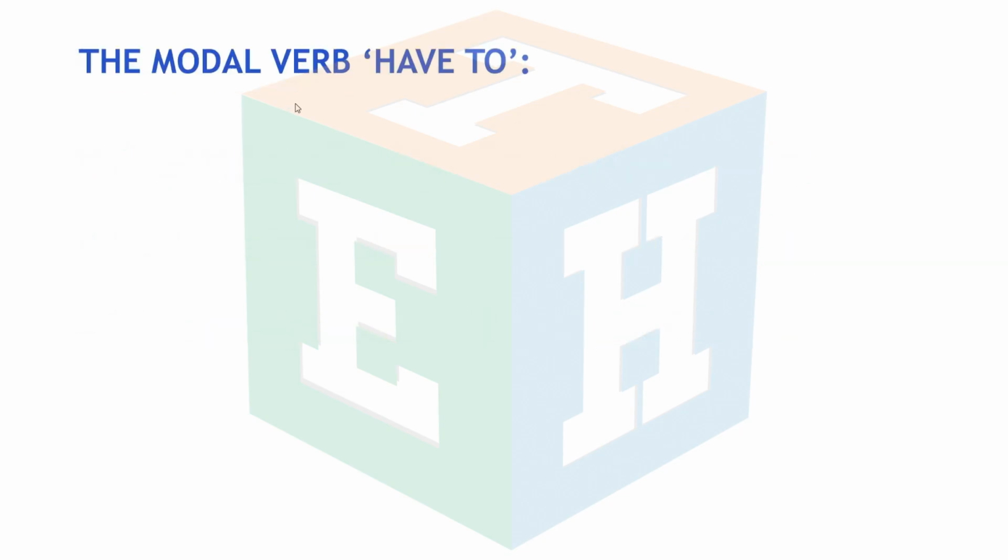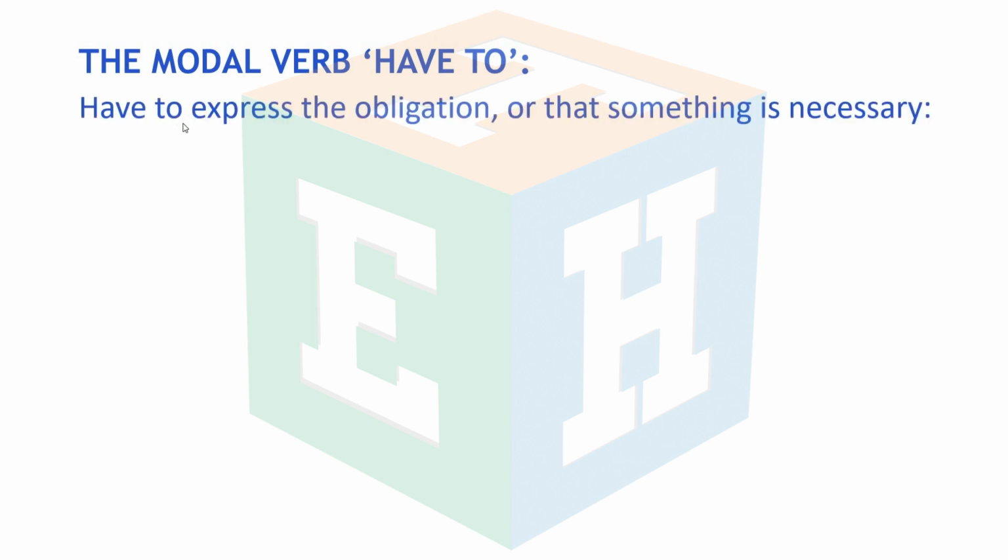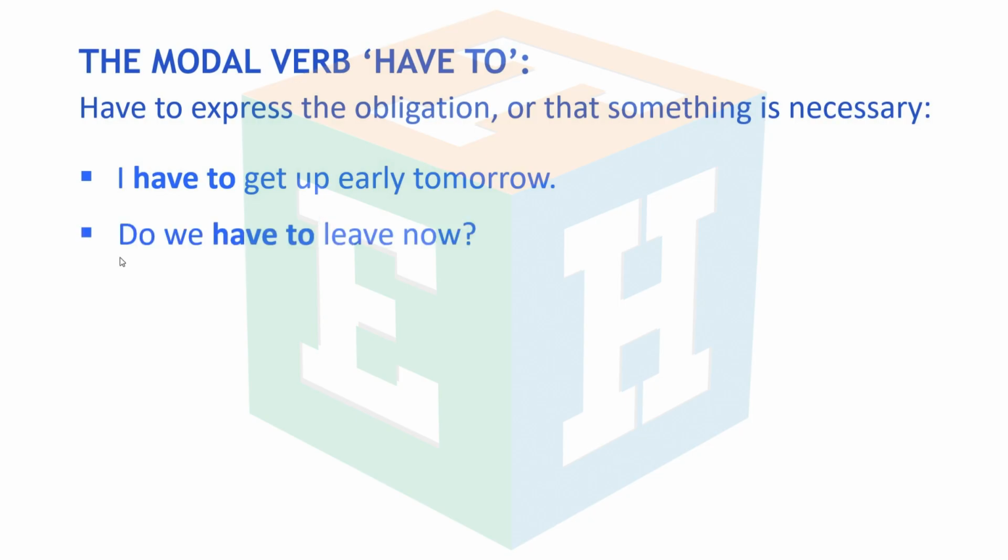The modal verb have to. Have to expresses the obligation or that something is necessary. Examples: I have to get up early tomorrow. Do we have to leave now?